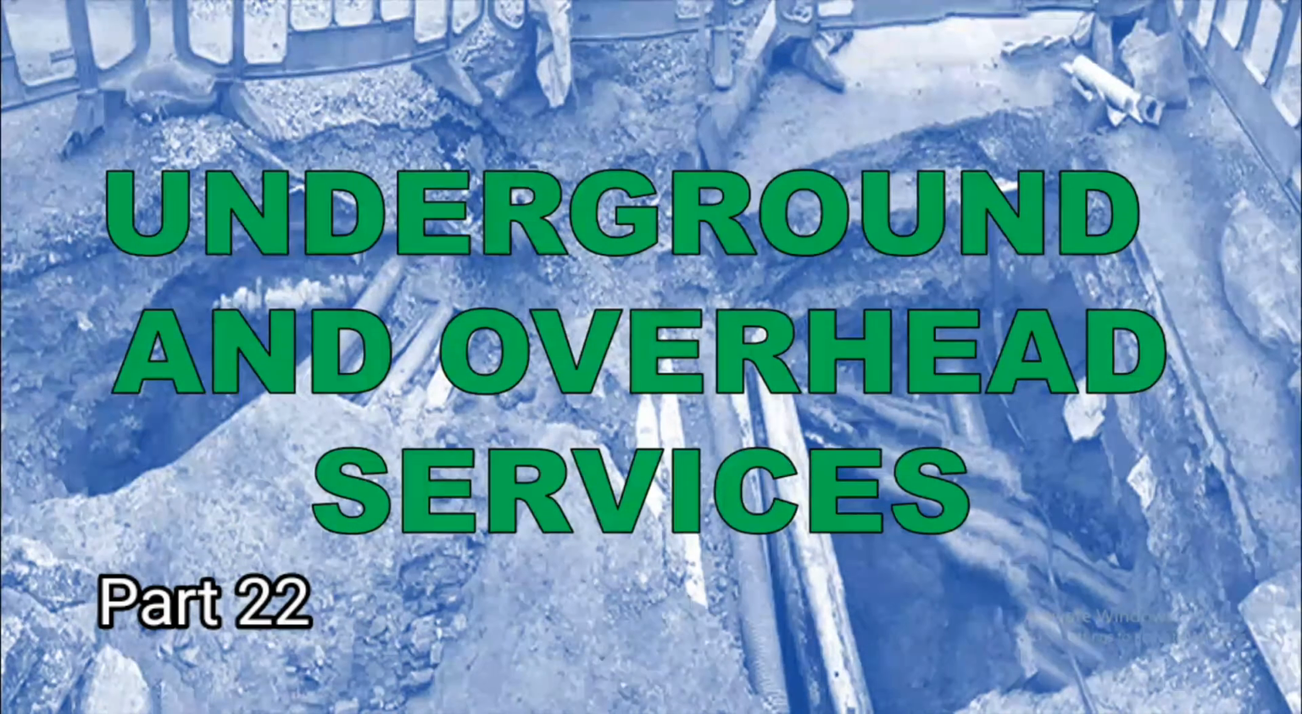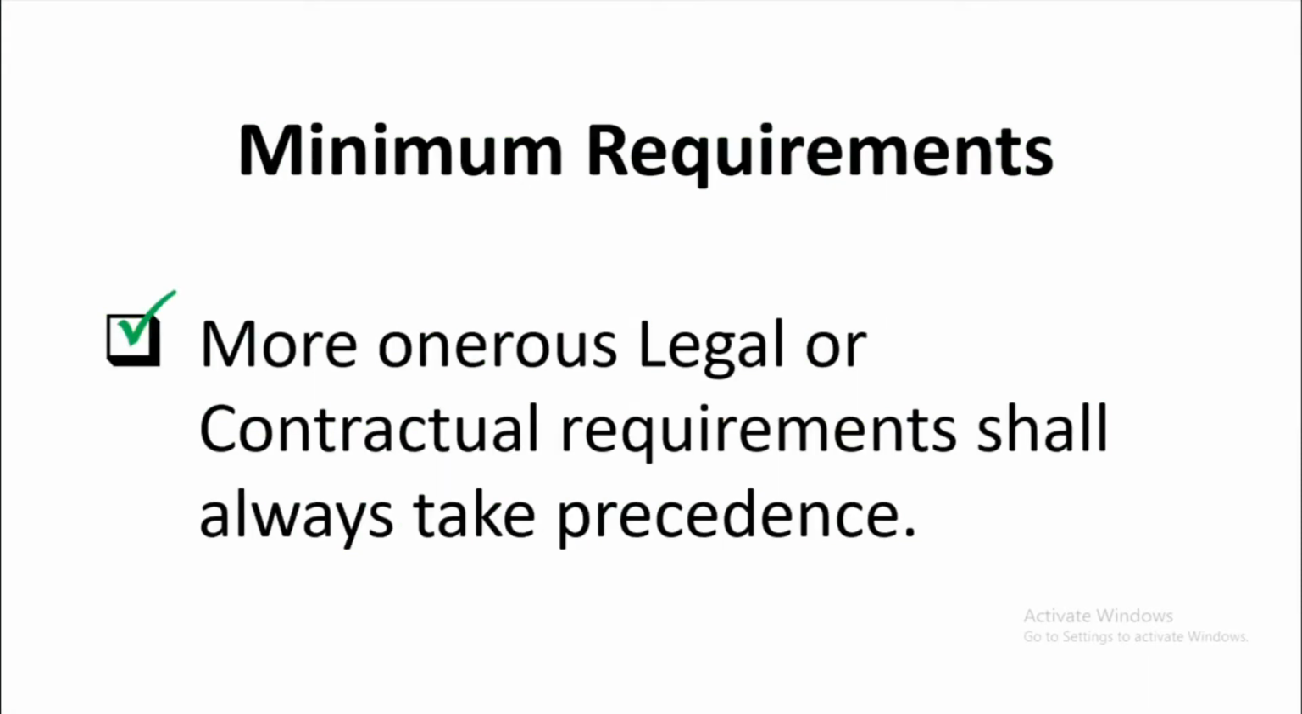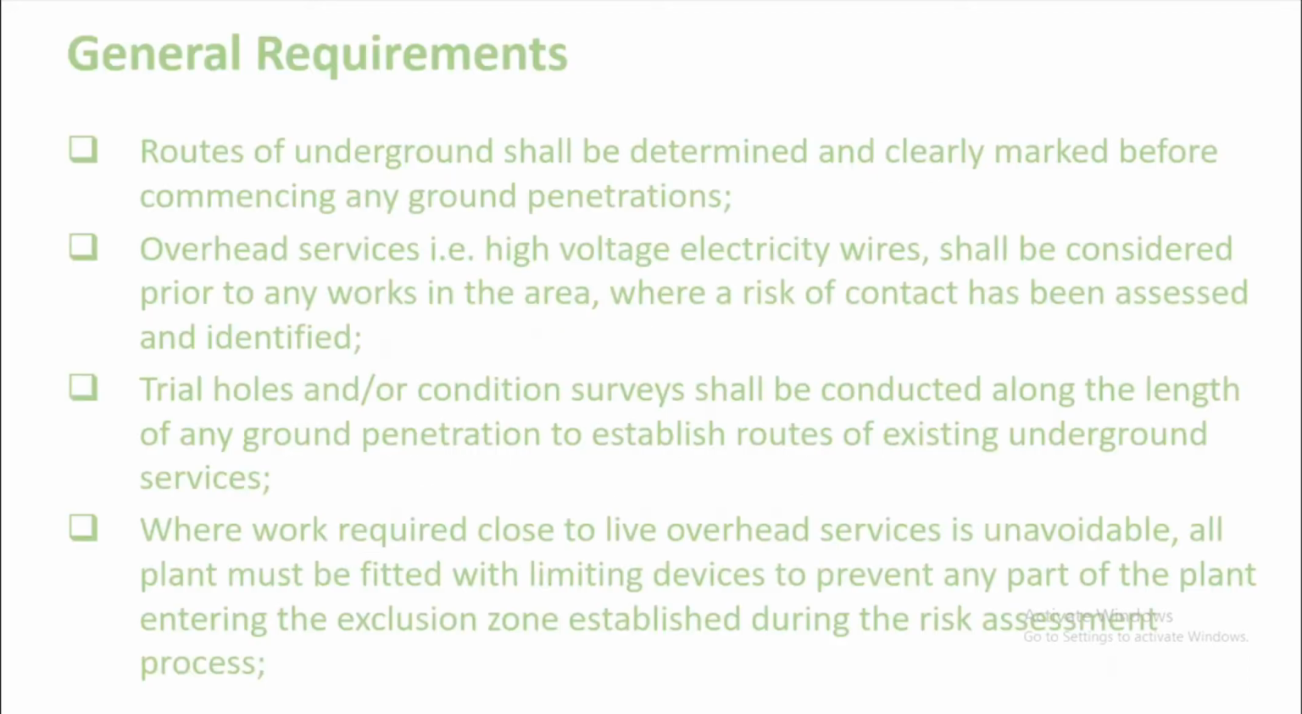Now we will discuss the underground and overhead services, occupational health and safety minimum acceptable standard in the constructions. So let's begin. Minimum requirements: more stringent rules, legal or contractual requirements shall always take precedence. General requirements for the underground and overhead services.